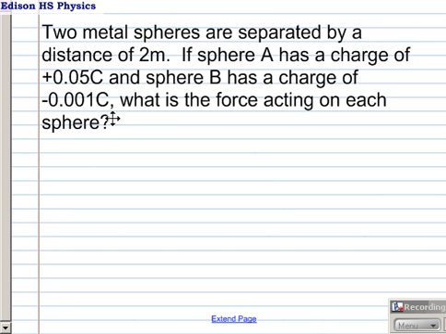A little problem here: I have 2 metal spheres separated by a distance of 2 meters. Sphere A has a charge of 0.05 coulombs, and sphere B has a charge of negative 0.001 coulombs. What's the force acting on each sphere? The first thing we do is write down our terms. We've got the constant K, 9 times 10 to the 9th newtons times meter squared over coulomb squared. Q1 is the positive 0.05. Q2 is the negative 0.001 coulombs, and the radius is 2 meters.